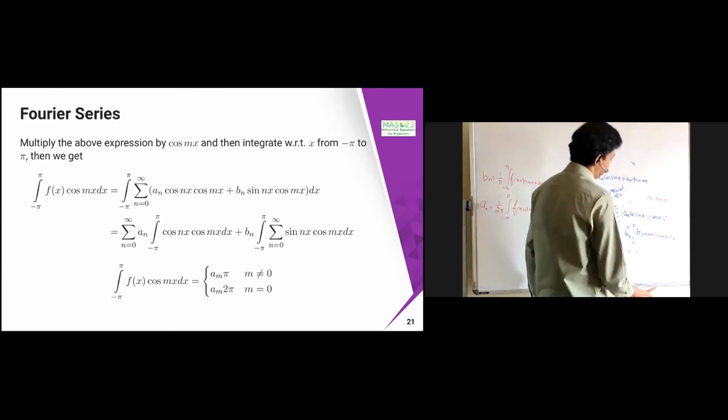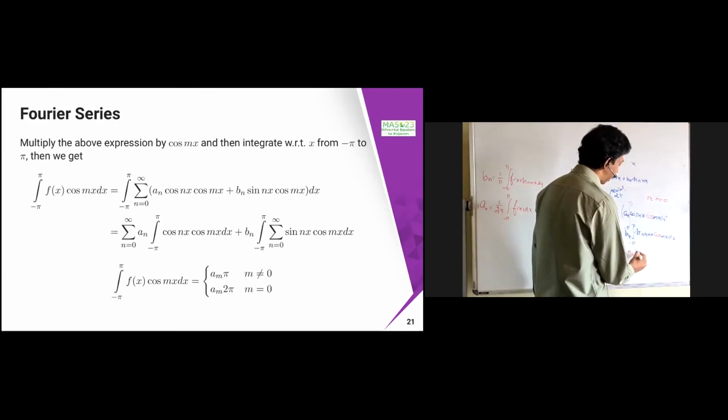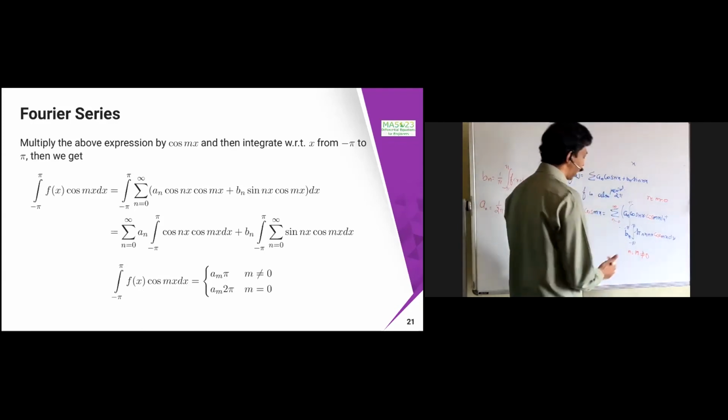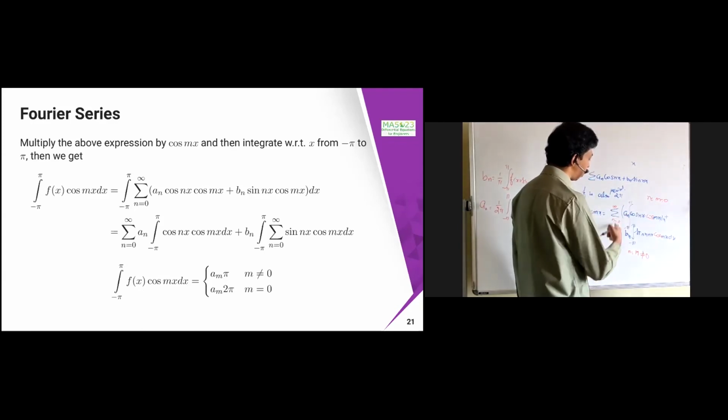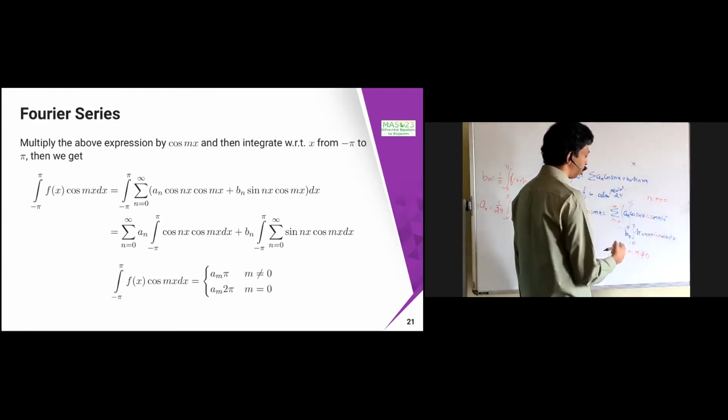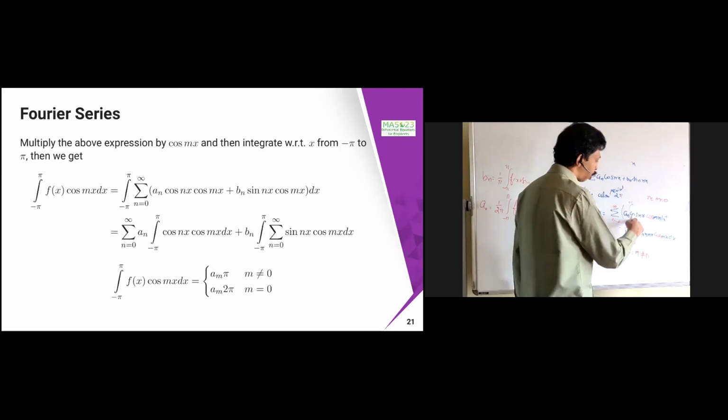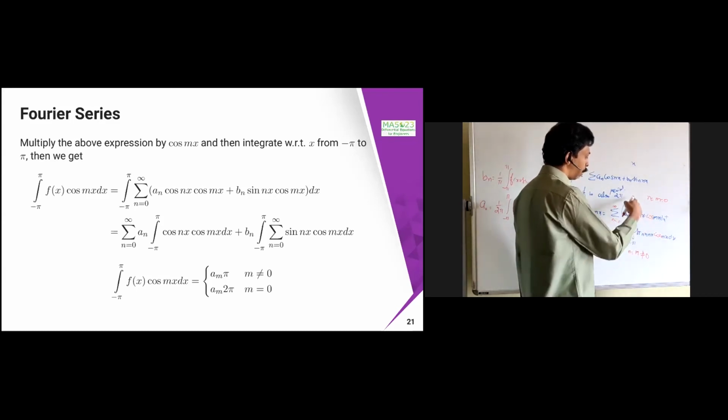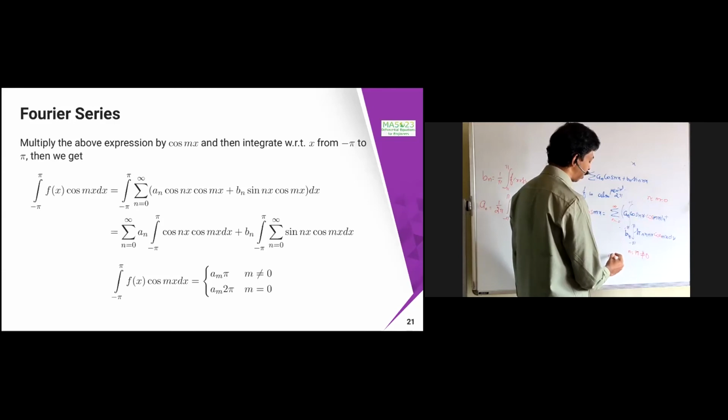Suppose n equal to m, but they are not equal to 0. Not equal to 0. In that case, remaining all are going to become 0. Only the an term is going to survive. In that case, cos square nx is going to come, but integral from minus pi to pi of cos square nx, we have already proved that is pi.